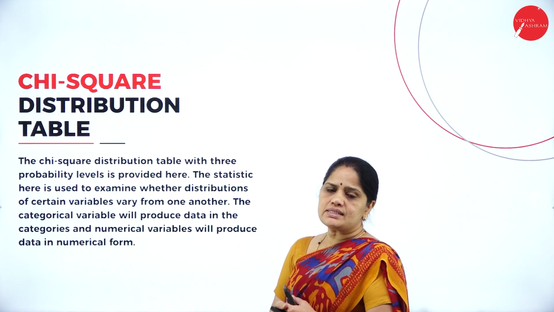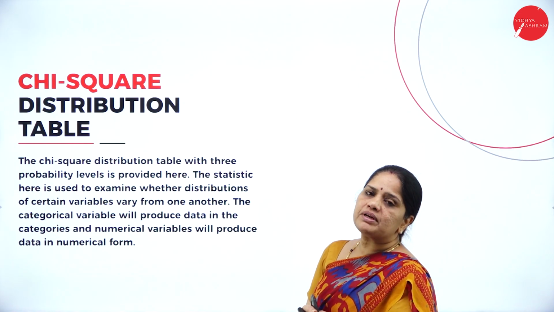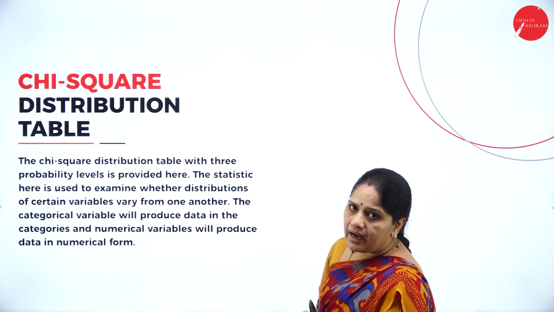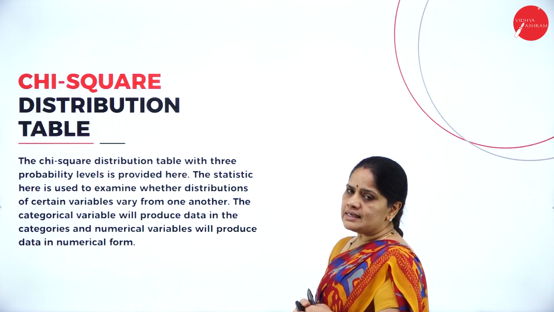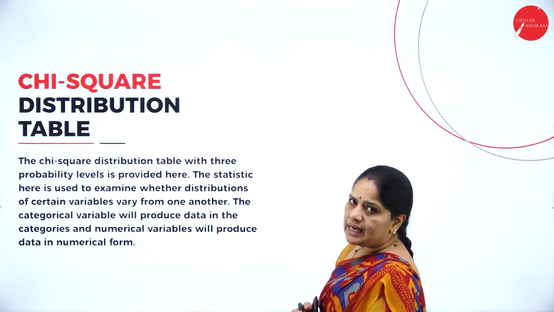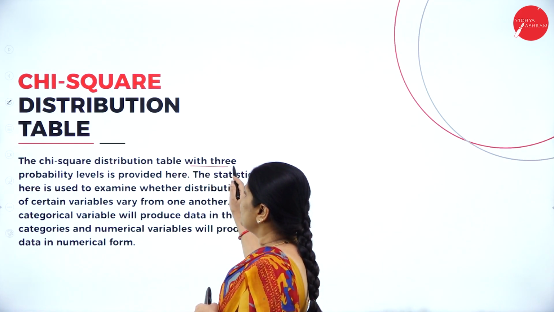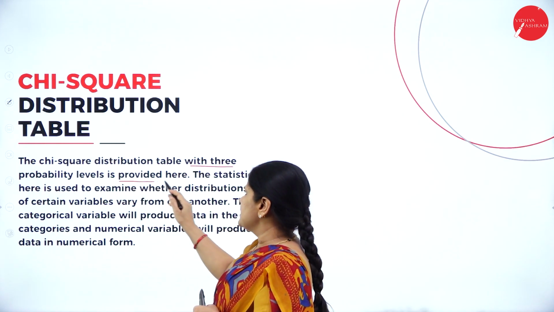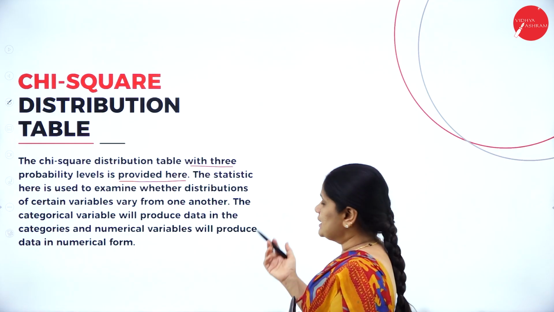Now we all know what is hypothesis, and with the help of the chi-square distribution table, we will be able to test the hypothesis, whether it is the null hypothesis or the alternative hypothesis. So here let us learn about the chi-square distribution table. The table with 3 probability levels is provided here, in the next slide.